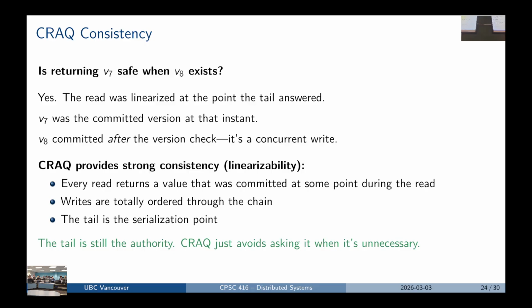So CRAQ provides strong consistency guarantees. The tail's the authority. CRAQ just avoids asking it when you don't have to. That's our efficiency hack. This is actually a really fast implementation for a broad range of workloads. And it still maintains strong safety guarantees.